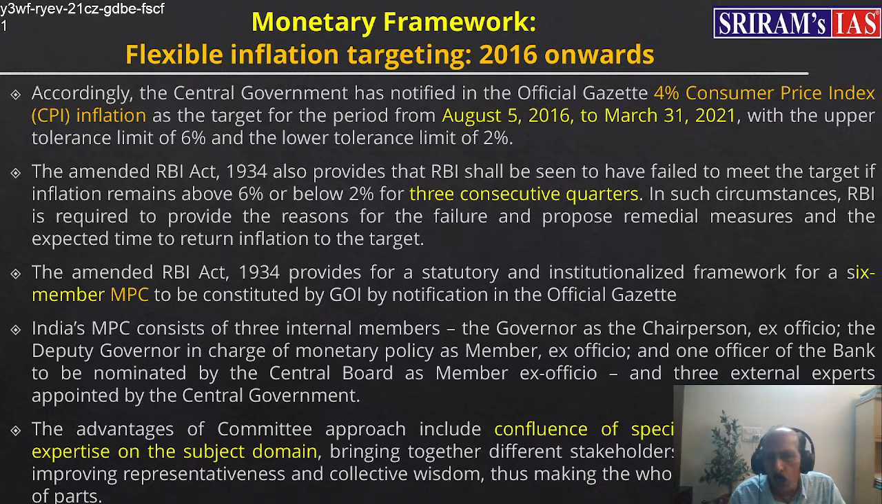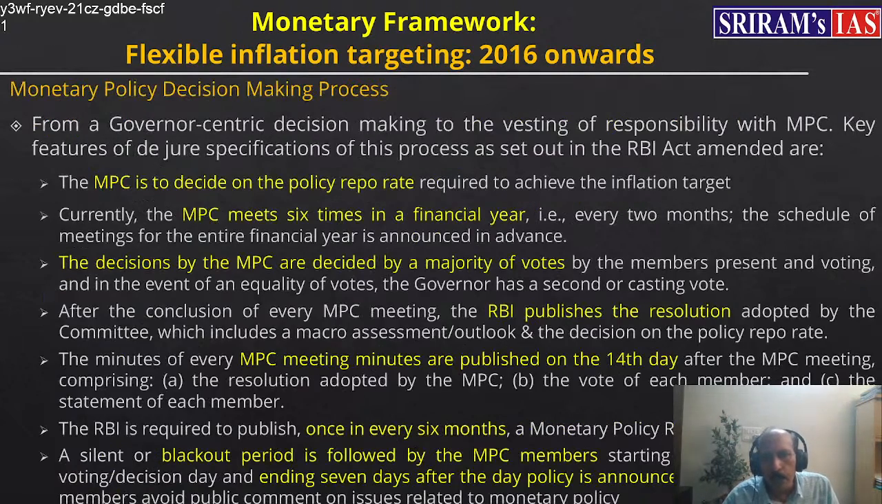The monetary policy committee will go by majority. There are members there. The governor is ex officio chairperson, one deputy governor in charge of monetary policy is also a member, one officer of the bank is nominated by the central board, and the 3 external members are appointed by the government. This is the composition of the monetary policy committee, and they have to take a decision by majority. If majority is not there, a decision cannot be taken by the committee, and therefore the committee system was put in place. The target is put in place, and the RBI is given liberty to use the instruments available at their disposal to control inflation.